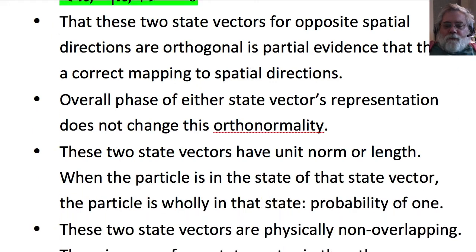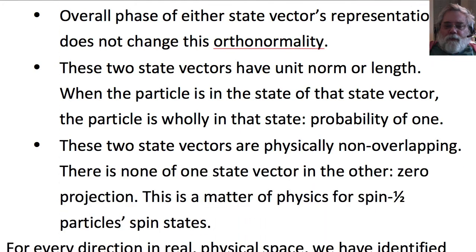These two state vectors have unit norm, unit length, so when the particle is in the state of that state vector, the particle is wholly in that state, probability of 1. These two state vectors are physically non-overlapping. There's none of one state vector in the other, the zero projection. It's a matter of physics for spin 1/2 particle spin states.